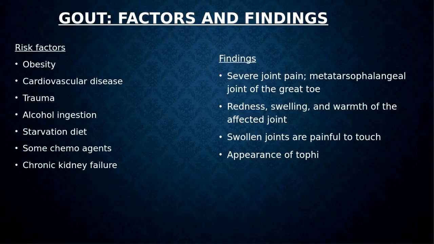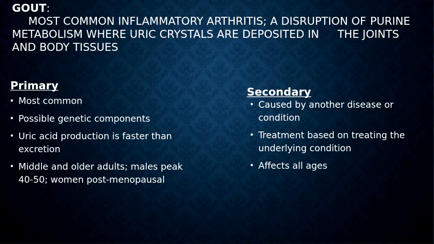All right. So, yes, gout, most common inflammatory arthritis, a disruption of the purine metabolism, where uric crystals are deposited in the joints and the body tissue. Primary gout is the most common type. It does have possible genetic components. Uric acid production is faster than excretion. Middle and older age adults, males, it usually peaks age 40 to 50, and women, they usually see it postmenopausal.